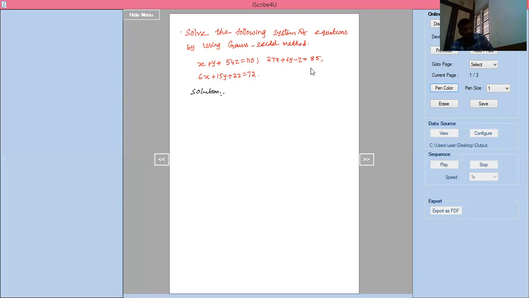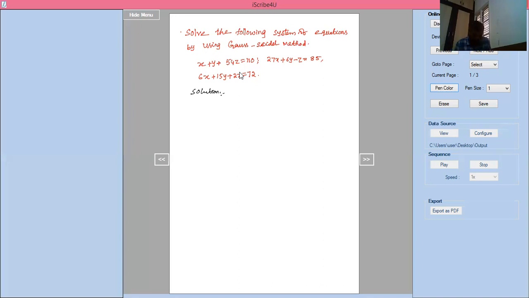I think you understood. Here the x coefficient should be greater, so this equation I will take as equation 1. Next, here 6x plus 15y plus 2z equal to 72. Which variable is greater? 15 is the greater. If we add 6 plus 2, what is that? 8. So here 15 is greater than 8. So this equation I will consider as equation number 2.